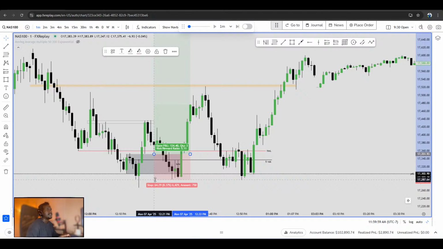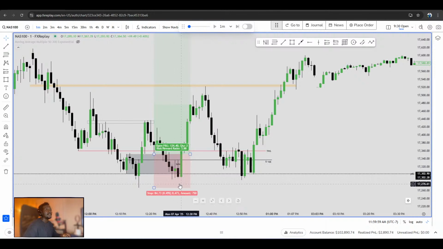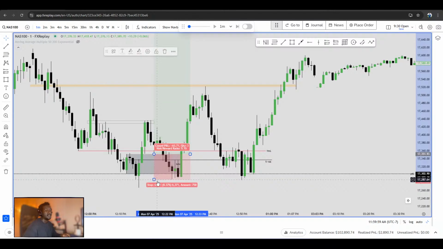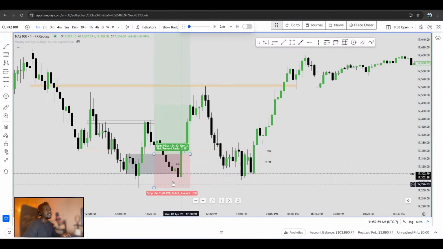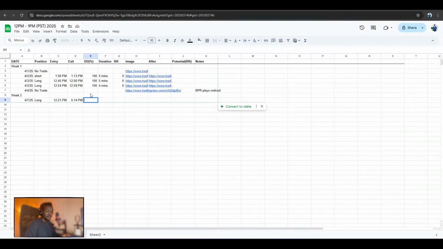So how is it? No, we're looking at the number here. So the stop is 84, and then the drawdown was 63. No, that makes sense. I was looking at something wrong. So 63 divided by 84, so 75%. That's more like it. So the drawdown was 75%. So this just helps me to see how far a trade can come against you.